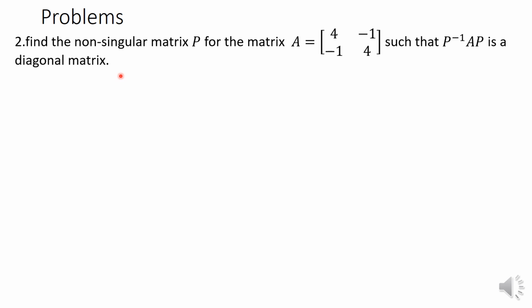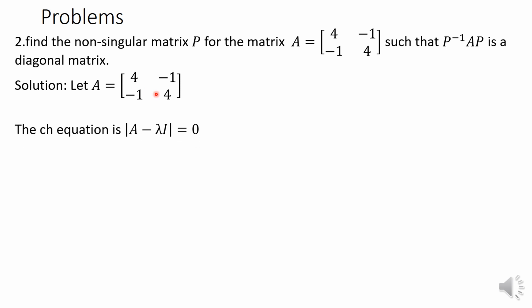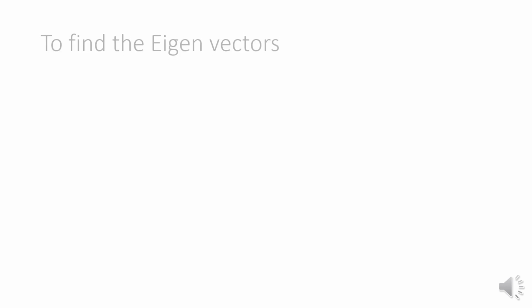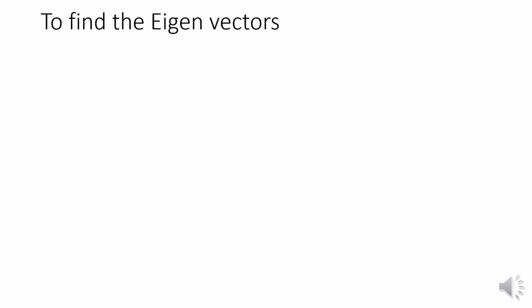Okay, the method is the same. As usual, you write down the given matrix A, the CH equation, and expand the CH equation. You all know this, so I am moving fast. So we get this as the CH equation, and you find the lambda values. Lambda is equal to 3 and lambda is equal to 5. After that we have to find the eigenvectors now.